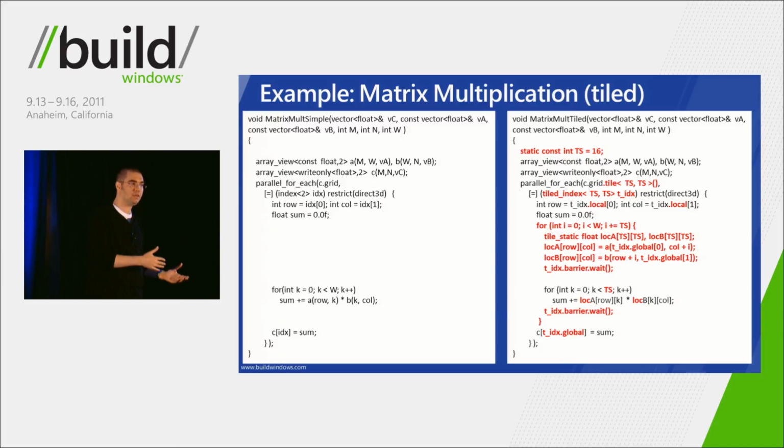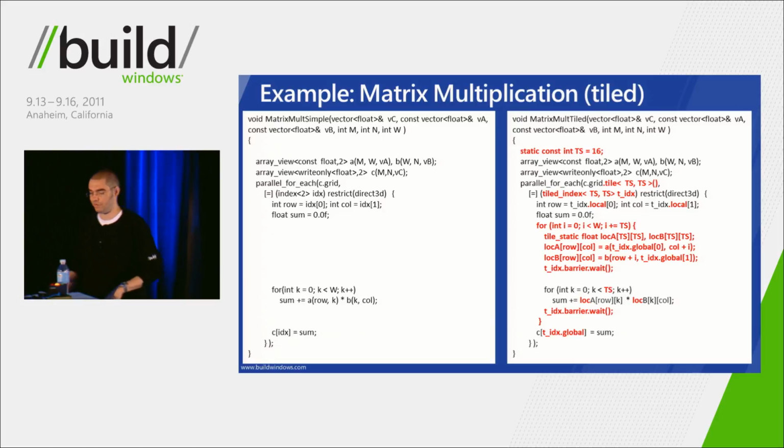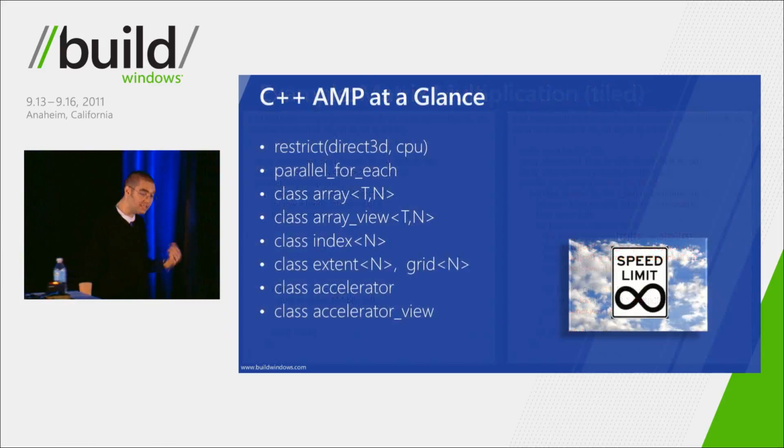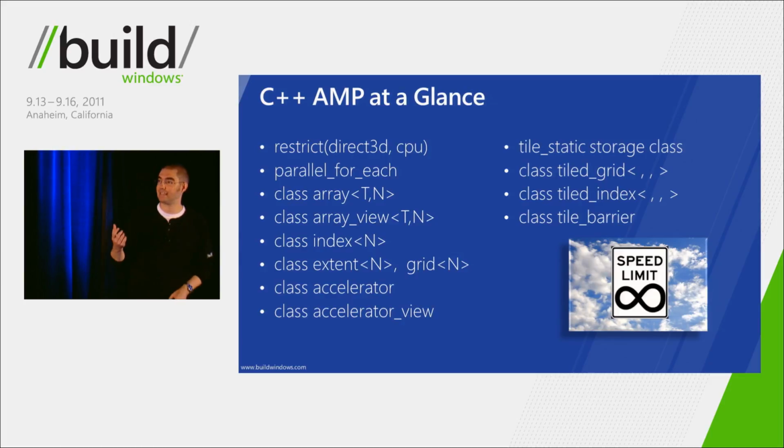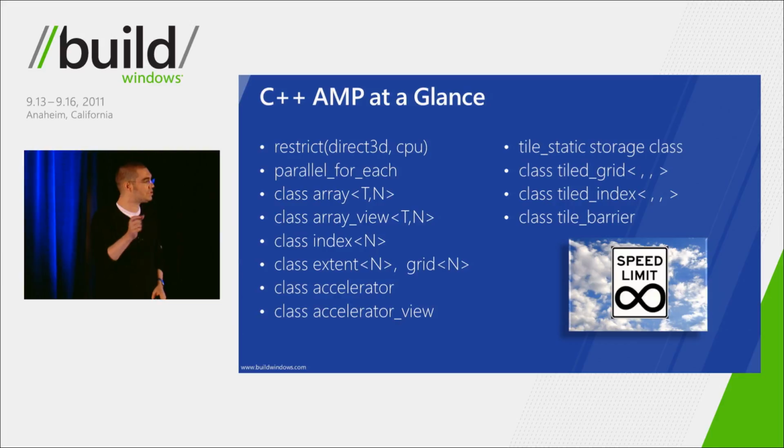And why would you do this? Because you're not happy with your 80x or 50x, and you want to get even more. You're greedy, and you pay for that with complexity by doubling the size of your kernel. So at this point, you now truly have seen the entire core API that we have, which is all the stuff that you saw previously, and a very, very rapid introduction overview into our tile static. That is another language addition. You can only use tile static within restrict direct3D functions, and only when you're using a tiled parallel for each. And then the tiled grid, which is the same as the grid, but tiled, a tiled index, which is the same as the index, but you get more from it, and the tile barrier class.